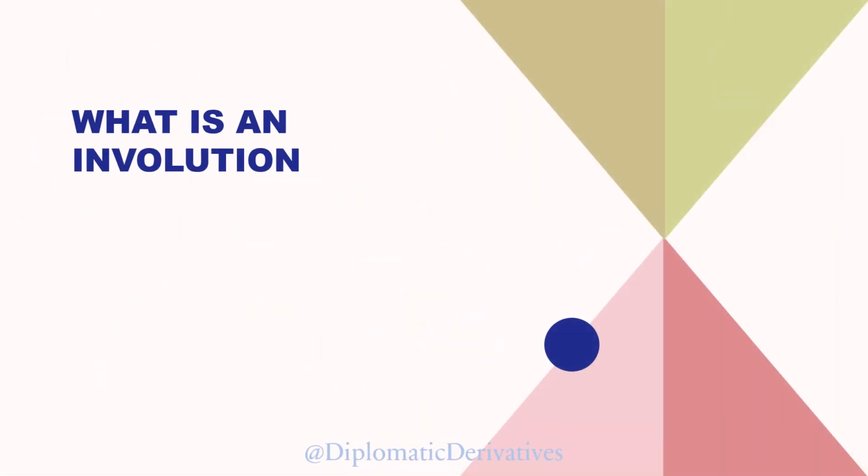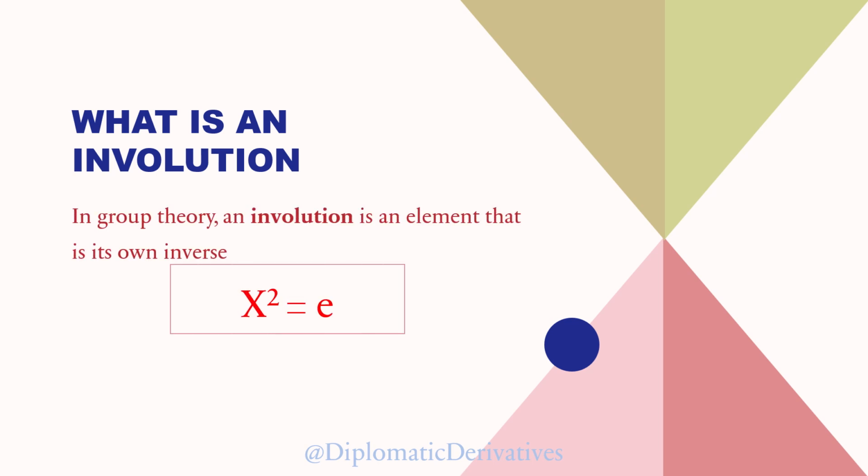So the next concept, the most important concept for this video, is involution. What is an involution? In group theory, an involution is an element that is its own inverse. That is, x squared is equal to e. This is the basic equation for involution. When we say x squared is equal to e, we mean that x is one element from a group, and when we multiply that element with itself, we get the identity element. We don't have to do it 3 times, 4 times. We just take the element, multiply it with itself, and we get the identity element.